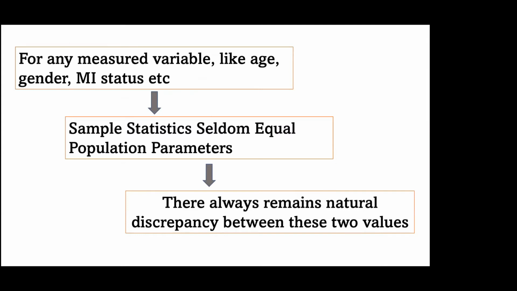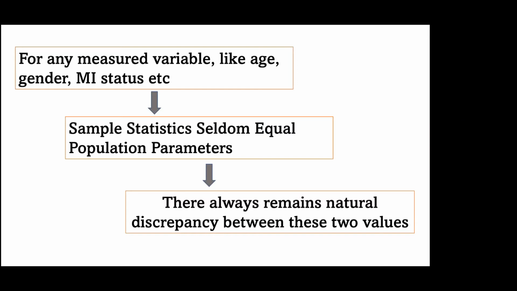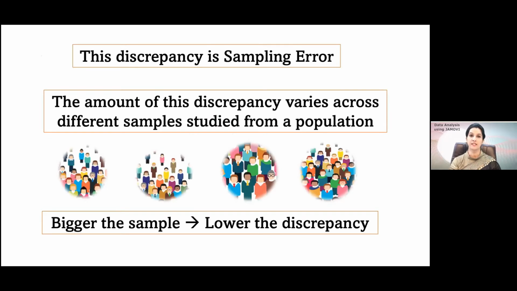So that's why we say there is some uncertainty when we are performing inferential statistics, because there is some sampling error, by which we can never say that the sample statistics and population parameters are equal. They both are never the same. They can only be the same if you take all the individuals of a population, which is not possible. This discrepancy between a sample statistic and a population parameter is known as the sampling error. And the amount of this discrepancy decreases when you increase your sample size.